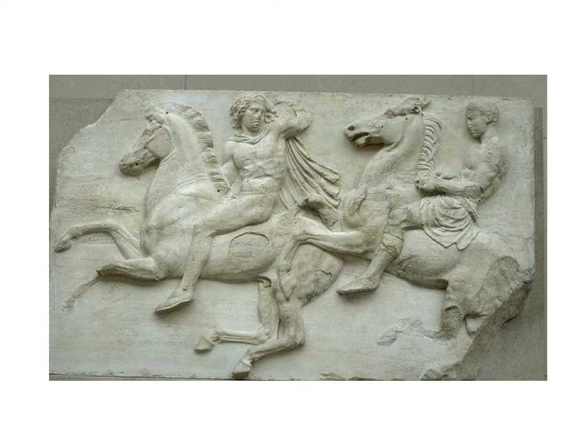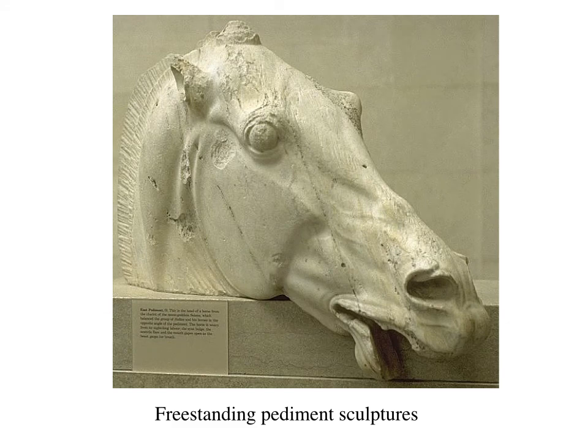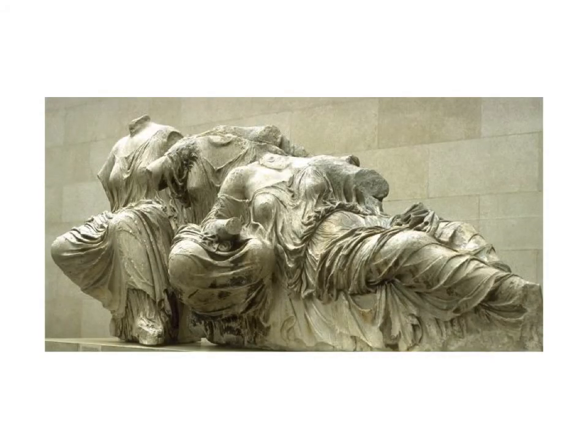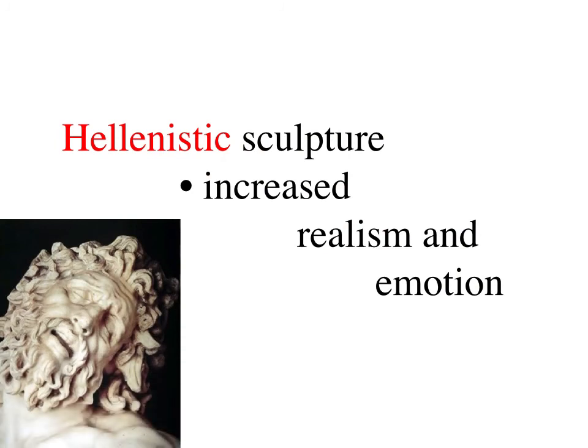Here's another example of low relief. And then this is from the pediment sculptures, and the pediment sculptures were actually freestanding. Here's another example of the freestanding sculptures. And now, if you have already watched the introductory presentation, you will perhaps recognize the pose of the first of these three goddesses in this freestanding sculpture. We're going to move on to the third era of Greek sculpture, the Hellenistic era.